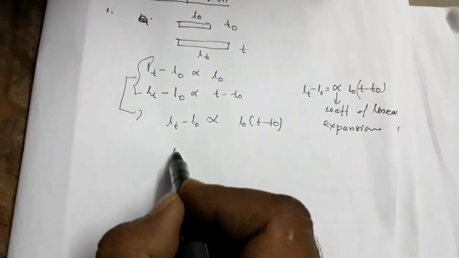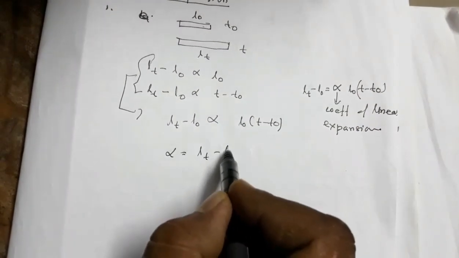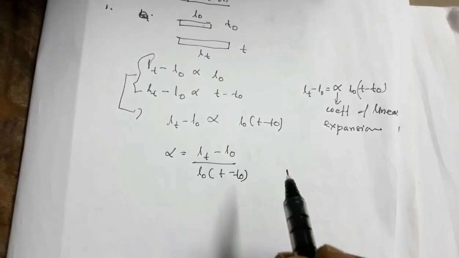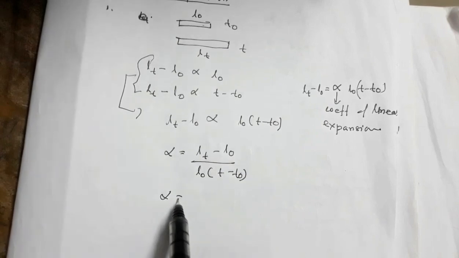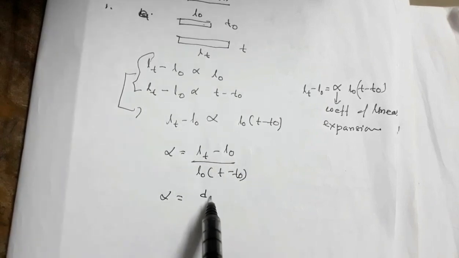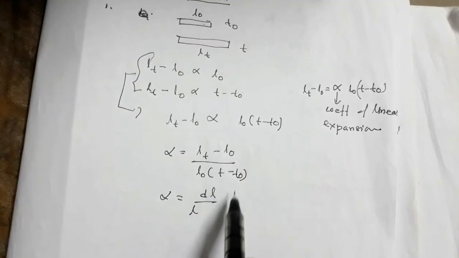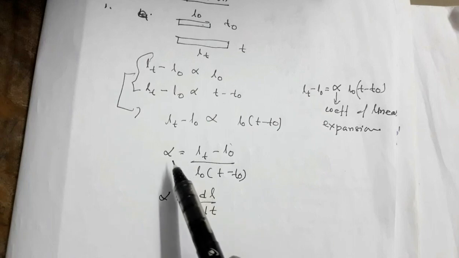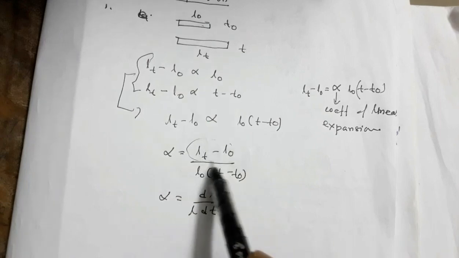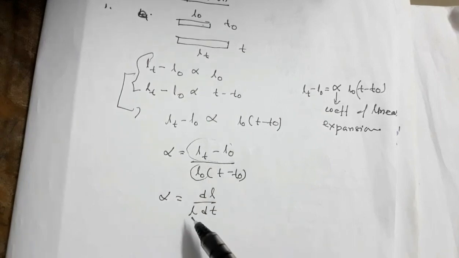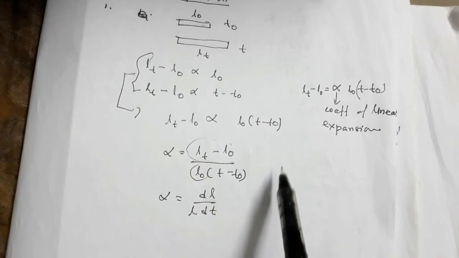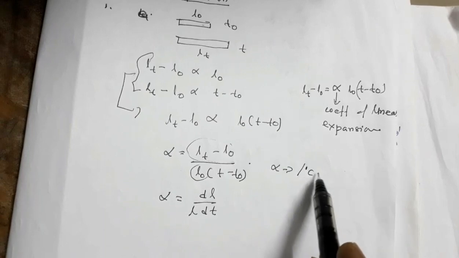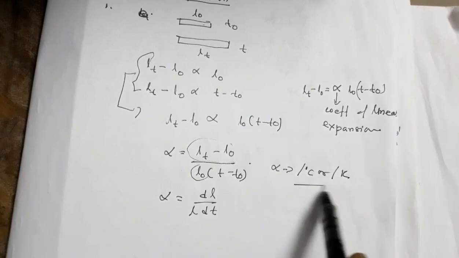From this I can write alpha is equal to (LT minus L0) divided by L0 (T minus T0), or I can write this in differential form: alpha is equal to dL by L dT, where LT minus L0 is the change in length and T minus T0 is dT. What will be the unit for this coefficient of linear expansion? This is a length, this is also a length, so the unit cancels out and we are left with temperature. So the unit of alpha will be per degree Celsius or per Kelvin.